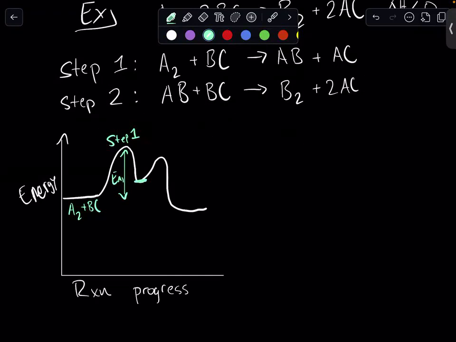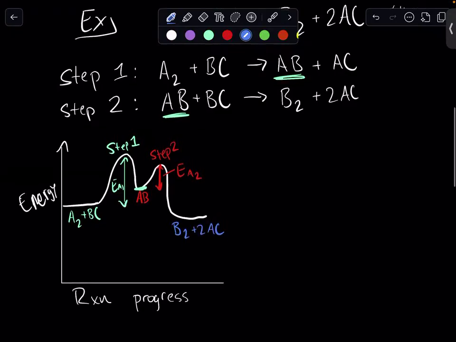If you remember from our previous one, this is our intermediate, not our transition state. So our intermediate in this case is going to be AB. It is neither in the reactants or products, but it is in the intermediate phase. So we're going to put our AB right here. From AB reacting with our remaining BC, we now have our second activation energy. This is EA2. This represents our step two. Finally, we have our final products down here, B2 plus 2AC.